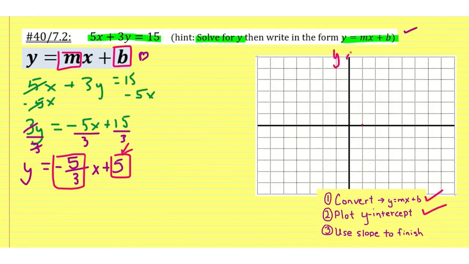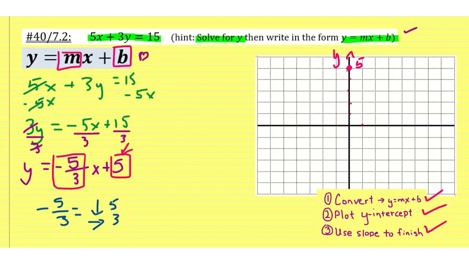So I'm going to go to my y-axis and find a positive 5. It'd be 1, 2, 3, 4, 5. So it's way up here. There is going to be my 5. And then I'm going to use my slope to finish. So let's think about this. The negative 5/3 is rise over run, but the negative goes with the 5. It means that I'm going to go down 5. That's what the negative means. The negative means I'm going to go down 5. And the 3 in the denominator means I'm going to go over 3.